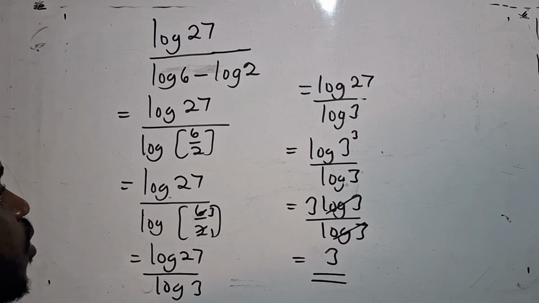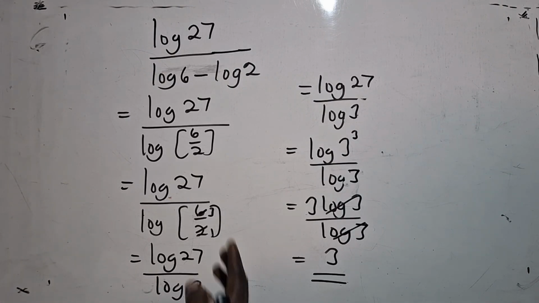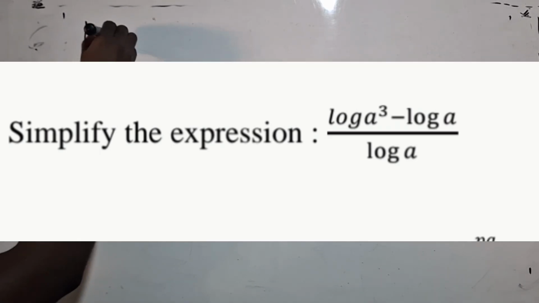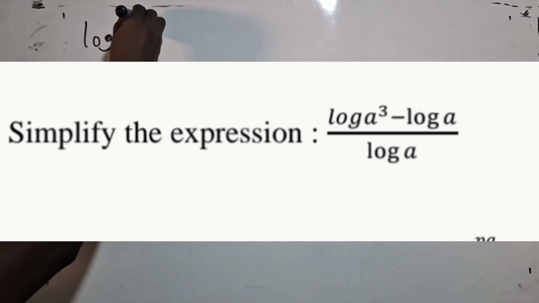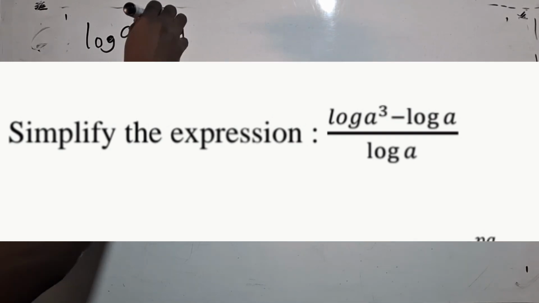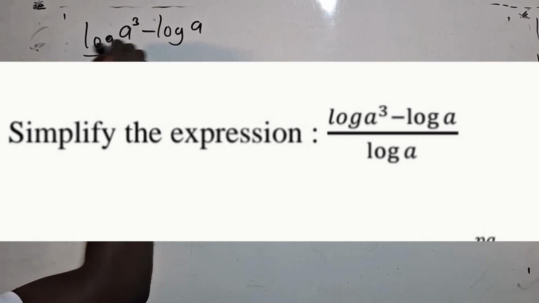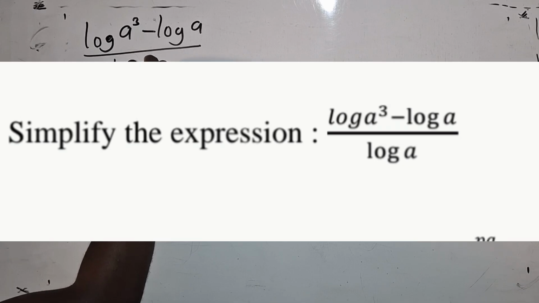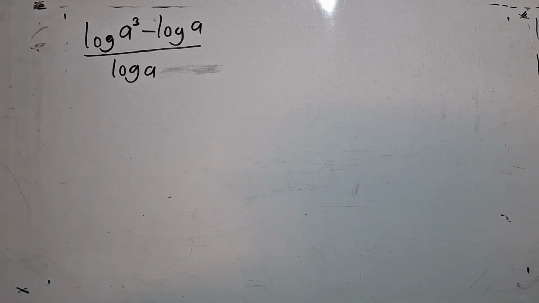So we are going to take another question, which is a past question also on the logarithm. So we have to simplify log a raised to the power 3 minus log a, all over log a. So we have to simplify this. And when you look at the top one, it is subtracting. So we have to divide. Yes, we have to divide.